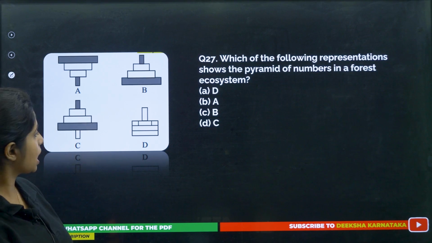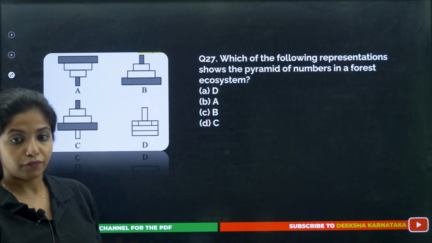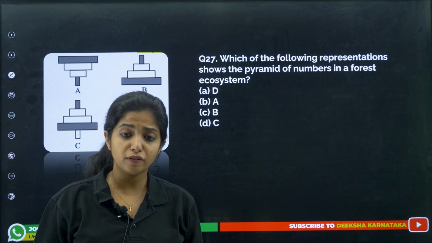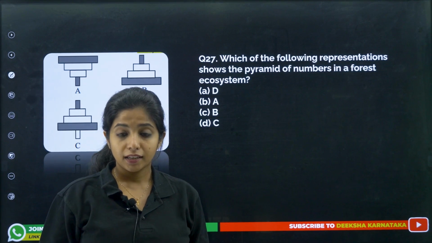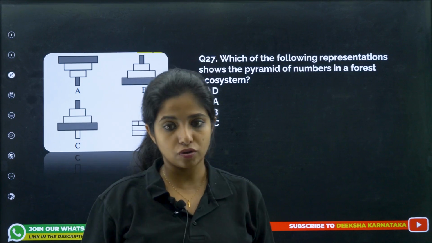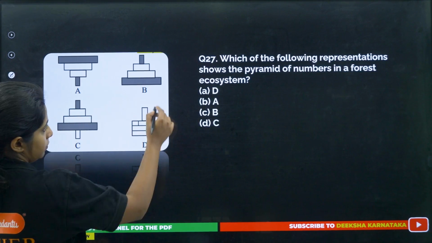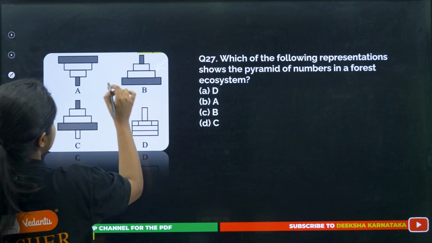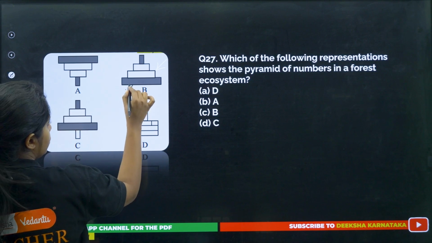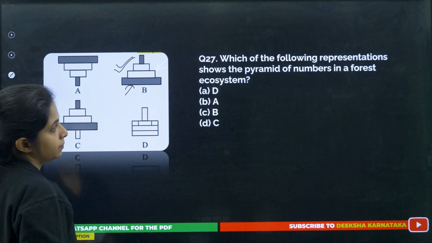In a forest ecosystem pyramid of numbers, there will be too many plants, my dear children. So I will say producers will be way too much. If producers are way too much, I will say this is the correct answer. Okay.